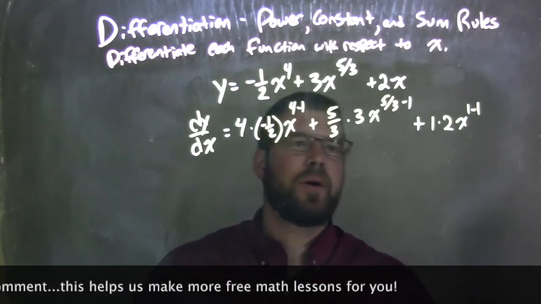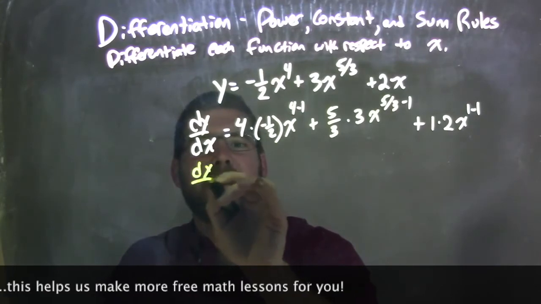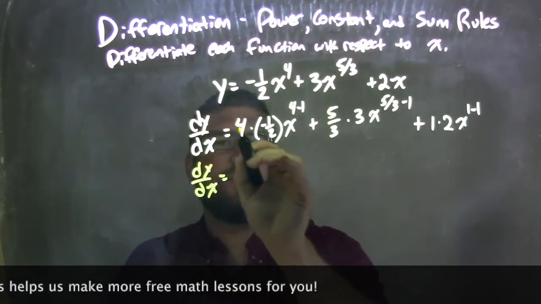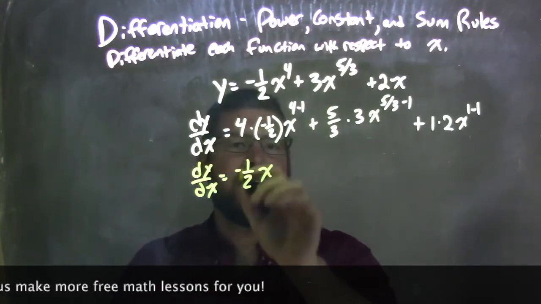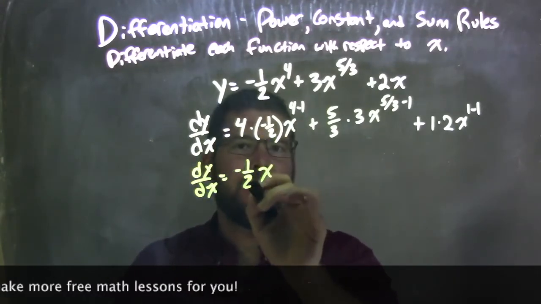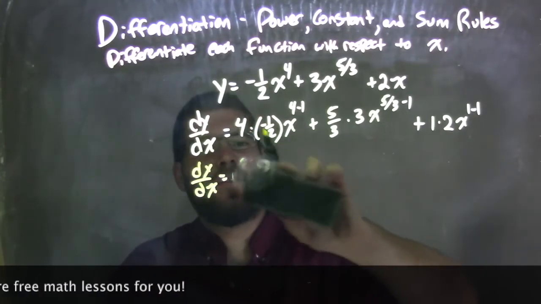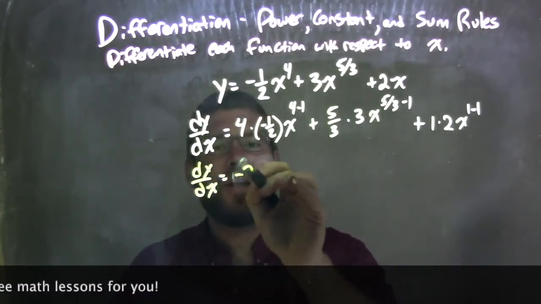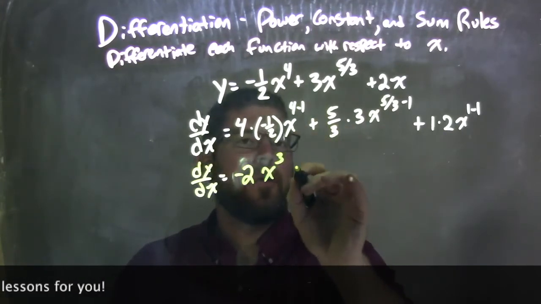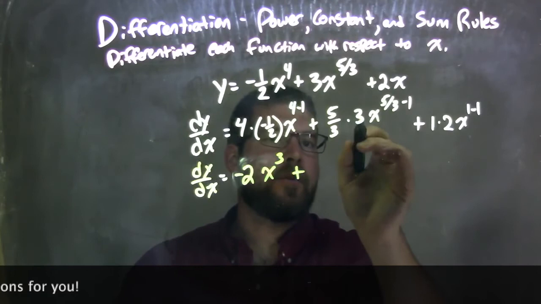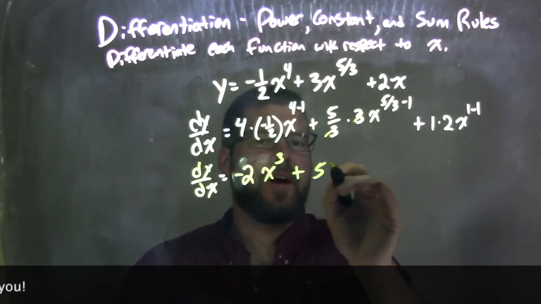So now let's do some simplification here, okay? So dy dx is equal to 4 times a negative 1/2... Getting ahead of myself here. 4 times negative 1/2 is not negative 1/2, it's negative 2. I can't believe I did that. And then x to the 4 minus 1, which is 3. Plus, now here, 5/3 times 3, well, the 3's cancel, leaving a 5x.